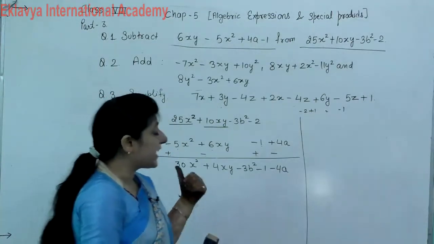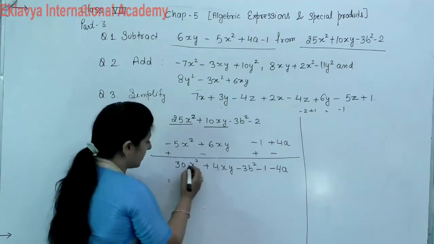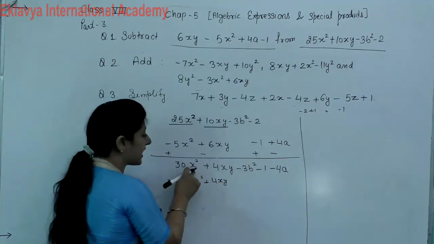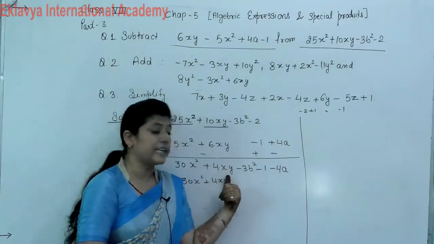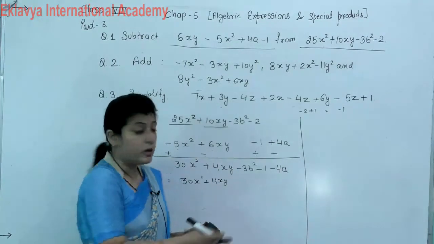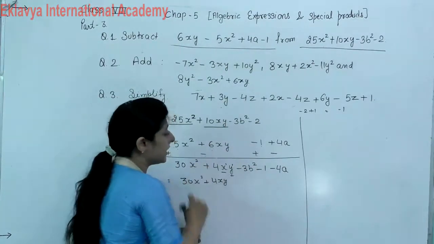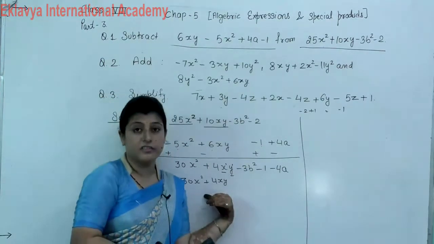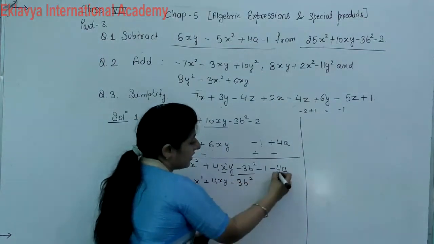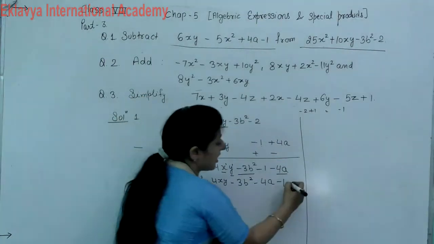Now for writing in the simplest form, write down in descending order. Firstly 30x square plus 4xy. It doesn't matter whether you write the power 2 term first or this one, because both have the same degree. Here x power 2 means degree 2, here also x and y each have power 1, which means degree 2. So we can write anything first. Now after that, minus 3b square, then minus 4a minus 1, then this is our answer.